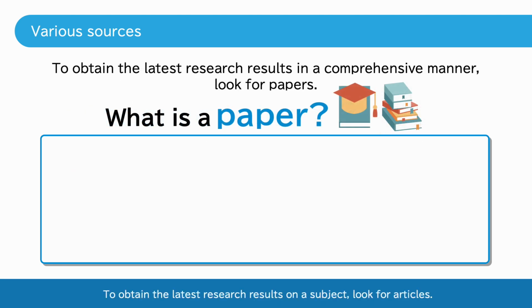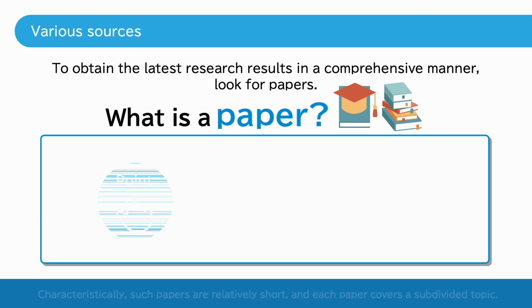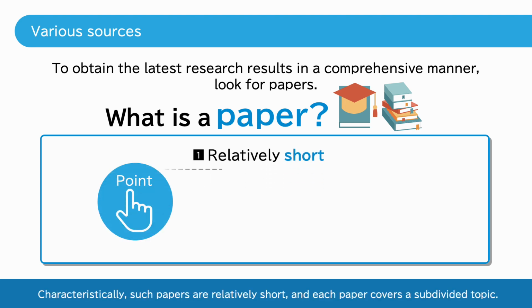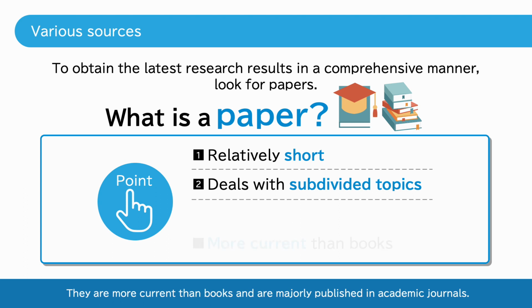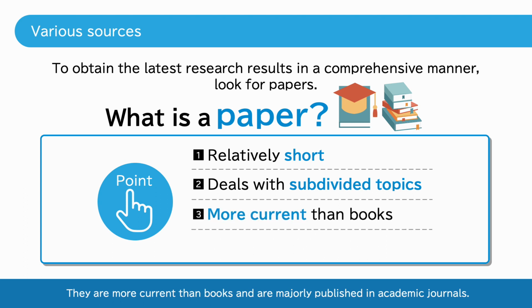To obtain the latest research results on a subject, look for articles. Characteristically, such papers are relatively short, and each paper covers a subdivided topic. They are more current than books and are majorly published in academic journals.